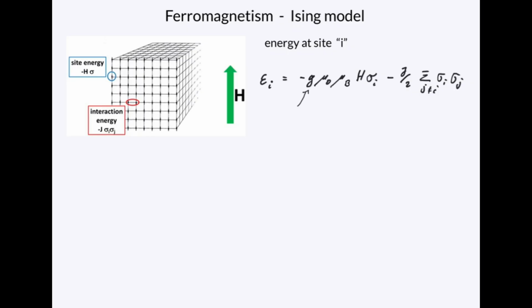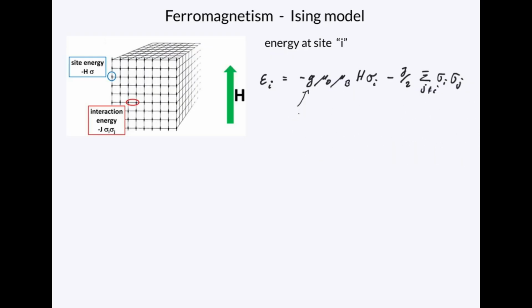And the interaction energy is minus J, one half, sum over all j not equal to i, sigma_j. In our discussion, we will abbreviate all the prefactors in front of the magnetic field strength H and gather them together into one H, where H is the external magnetic field.